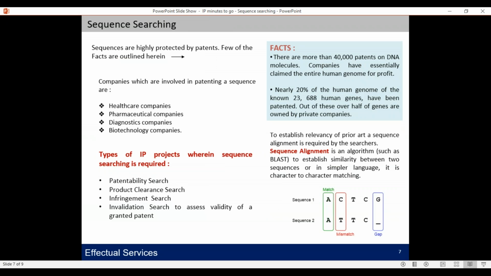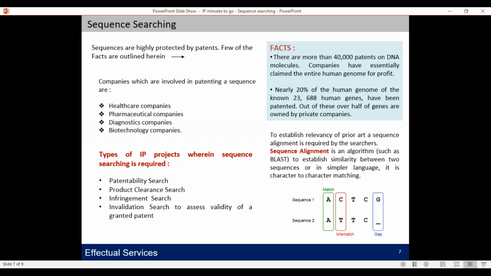So why are sequence patents so important? There are more than 40,000 patents on DNA molecules. Nearly 20% of the human genome of the known 23,000 plus human genes have been patented, and out of these, half of them are owned by private companies, represented by industries such as healthcare, pharmaceutical, diagnostics, and biotechnology companies. Sequence searching is required generally in projects related to patentability searches, product clearance, infringement, and invalidation searches.